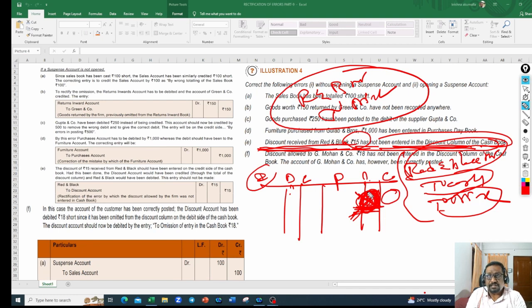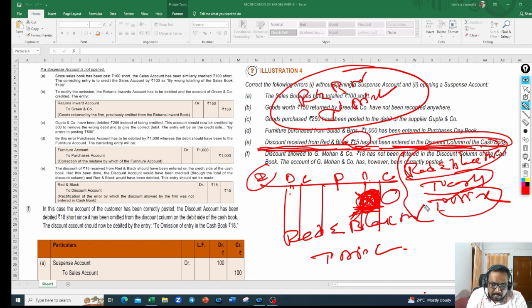So discount received is an income. So to discount account, credit. Which account do I need to debit? Red and Black account. So Red and Black account debit. While making payment to Red and Black, what do we do? We debit Red and Black, right? Correct? Because he is the receiver.